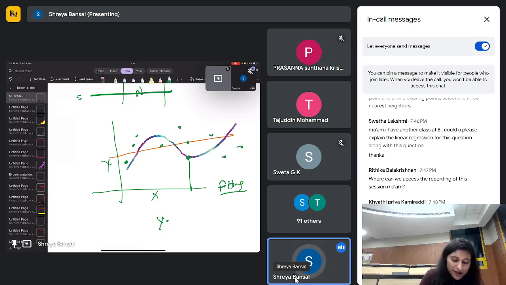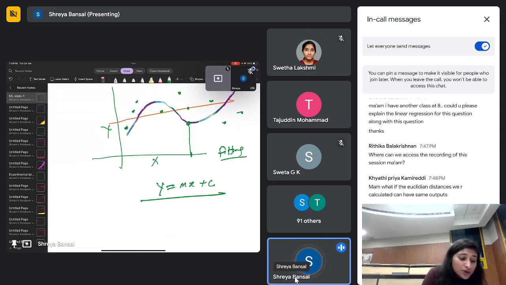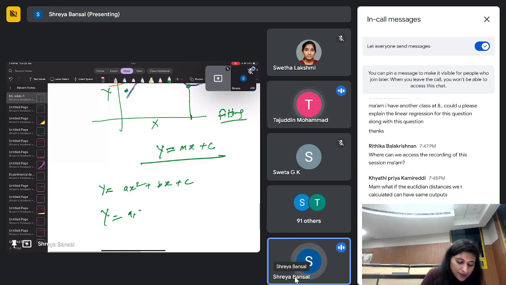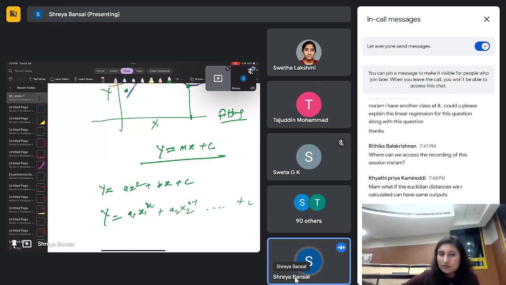Do you know this equation y is equal to mx plus c? Yes or no? Yes, sir. So this is the equation of a line. But what if I want to have a curve? Then the equation is y is equal to ax square plus bx plus c. Or in a more generalized form, you can write a1 x to the n plus a2 x to the n minus 1, like this. You can write a big polynomial equation.